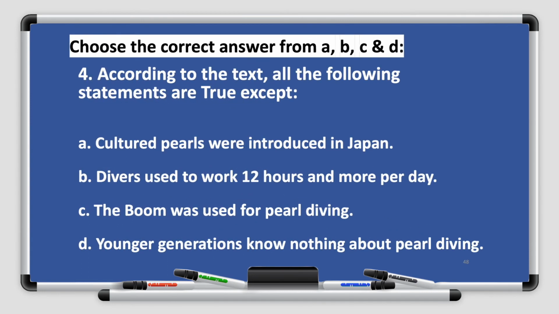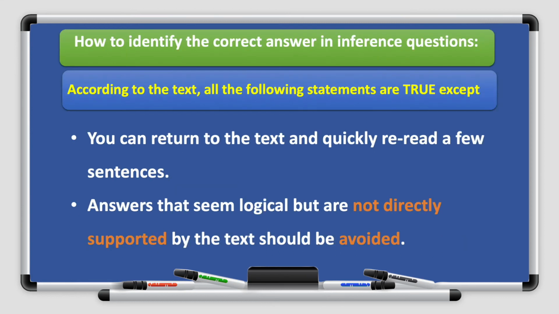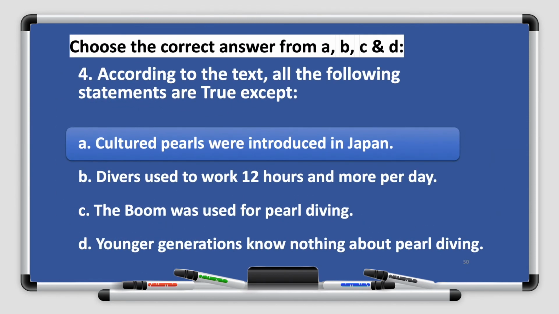Question number 4. According to the text, all the following statements are true except, so we have 3 statements true and one of them is not true. To answer this question, you can return to the text and quickly reread a few sentences. Answers that seem logical but are not directly supported by the text should be avoided. Now let's read the options one by one and try to find the correct answer.